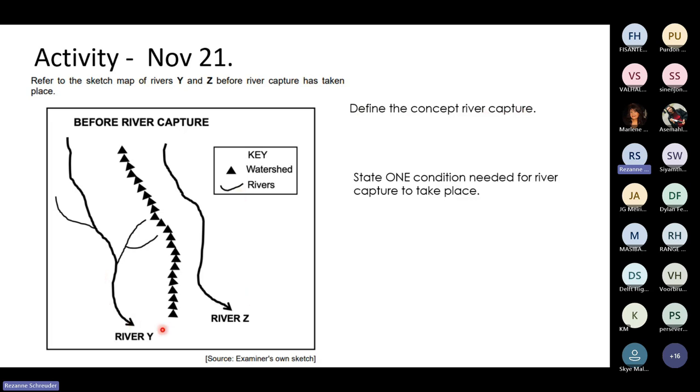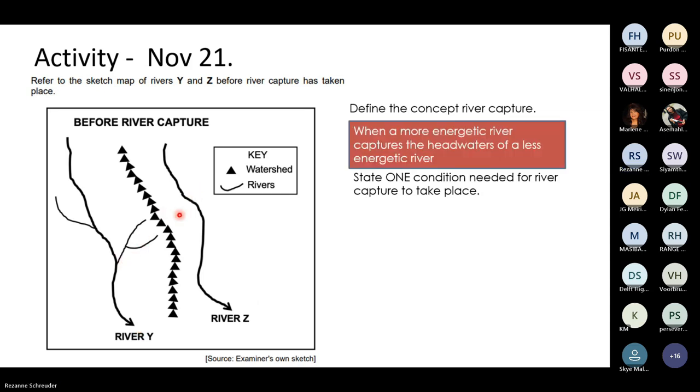Again, you need to know that river capture is when a more energetic river captures the headwaters of a less energetic river.